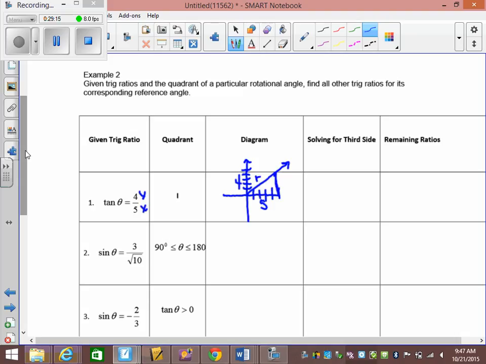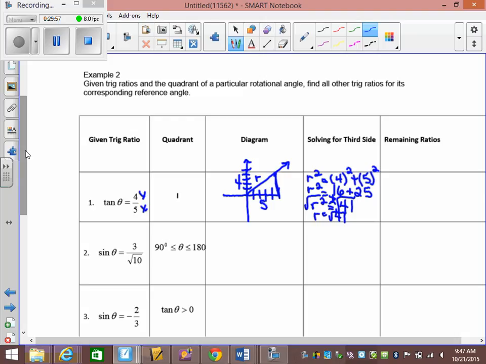We had tan. So r squared equals 4 squared plus 5 squared. This table is basically doing the steps for you. Like, find out what quadrant, draw the diagram, solve for the third side, give me the remaining ratios. So r squared equals 16 plus 25. So r squared equals 41. Square root, plus or minus, but because it's r, it's just positive. Root 41 is a prime number. You're not reducing it to anything. It just stays that pretty.